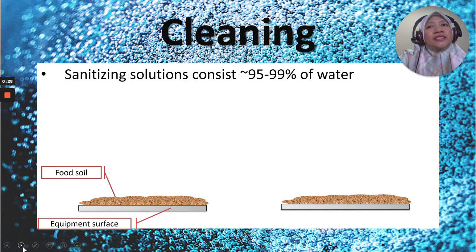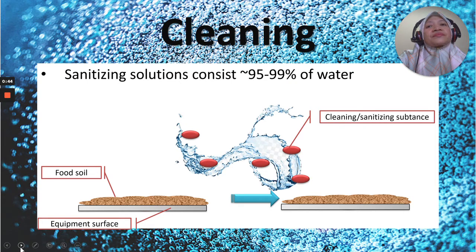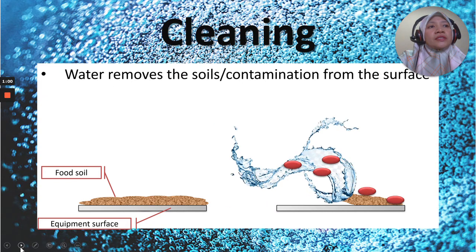Sanitizing solutions generally consist of approximately 95 to 99% water, as water's main function is to carry the detergent or sanitizer substances to the surface, and then the water will create a force to remove the soil, deposit or contamination, and then carry the salts or contamination away from the surface.